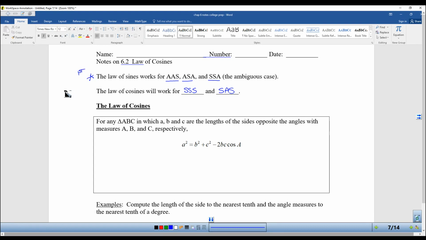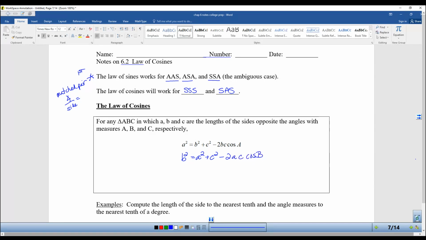And if I don't have a matched pair, meaning I don't have an angle and a side combination, which is all you need to make law of sines work, then I switch to the law of cosines. Because as you can see, its formula is a lot more complicated. So this is just one form of the formula. Another one would be if you knew angle B, then you would start off with B squared is equal to A squared plus C squared minus 2AC cosine of B.